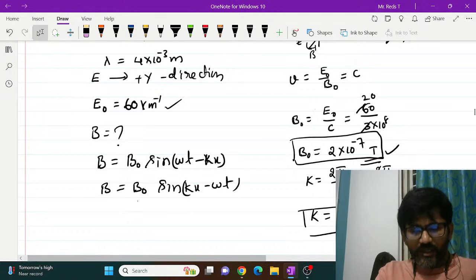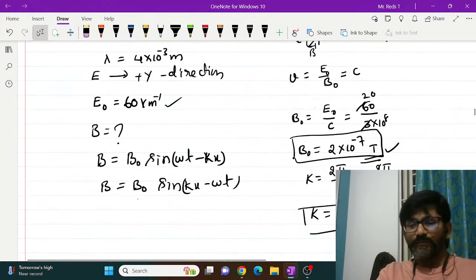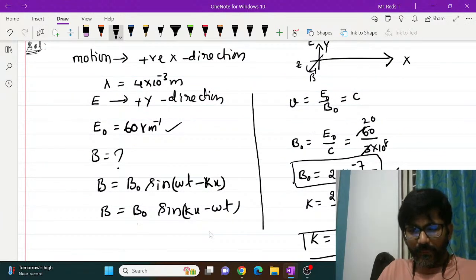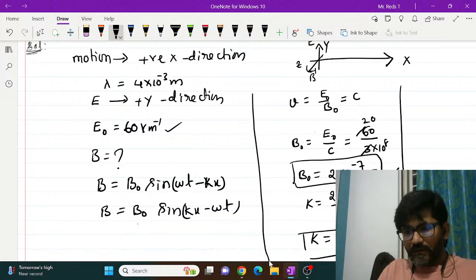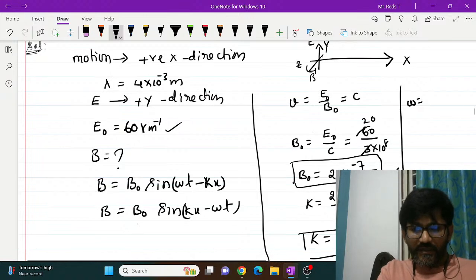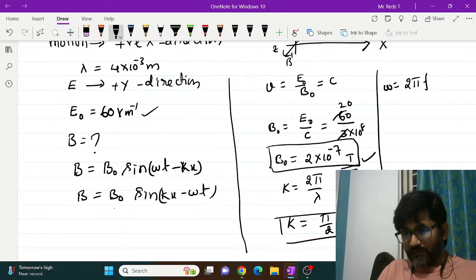Before cross checking, omega also we need. So try to get the omega value also. Then you can cross check. Here, what about omega? We know omega is equal to 2 pi f or 2 pi by T. Time period is known, frequency is known, or in terms of wavelength, how can you express? Frequency you don't know, time period you don't know, then how to get it? So that is another problem. So 2 pi f or 2 pi by T.